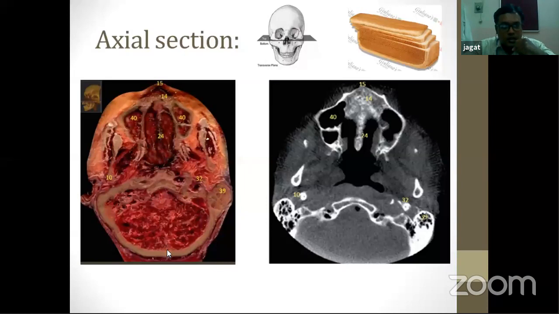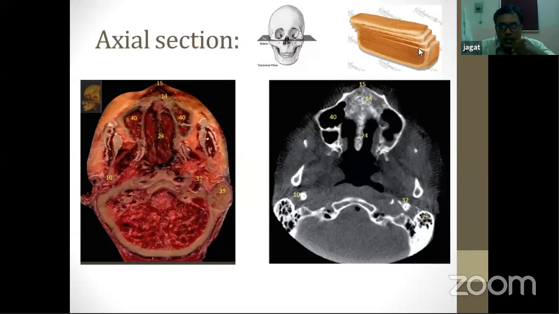nasal septum here. So this is a cadaveric section at the maxillary sinus level. And the same level has been imaged. This is the axial section on CBCT at this particular level. Take a look at the two maxillary sinuses. You're able to see the nasal septum here, and the other structures, the coronoid processes, and the condyle will appear in a short time. So this is how an axial section looks.